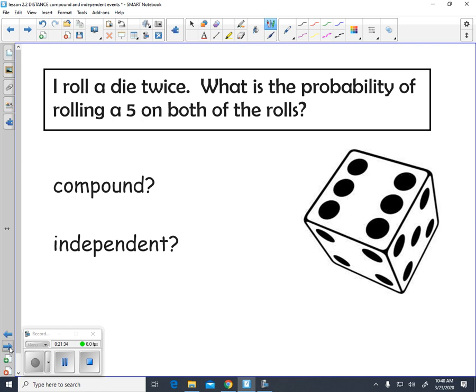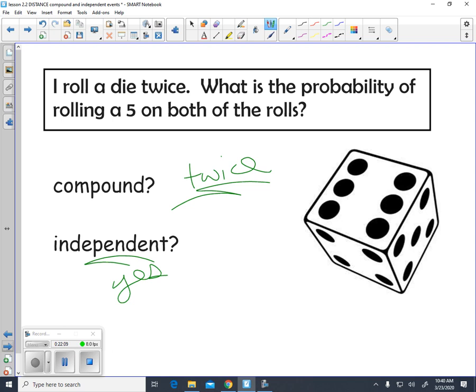So one more example. I roll a die twice. What's the probability of rolling a 5 both times? Well, this is a compound event, right? Because we're rolling twice. Does what you get as a result on the first roll affect what you get as a result on the second roll? Okay, since they don't affect each other, they are independent. So it's a compound event, and they're independent of one another.